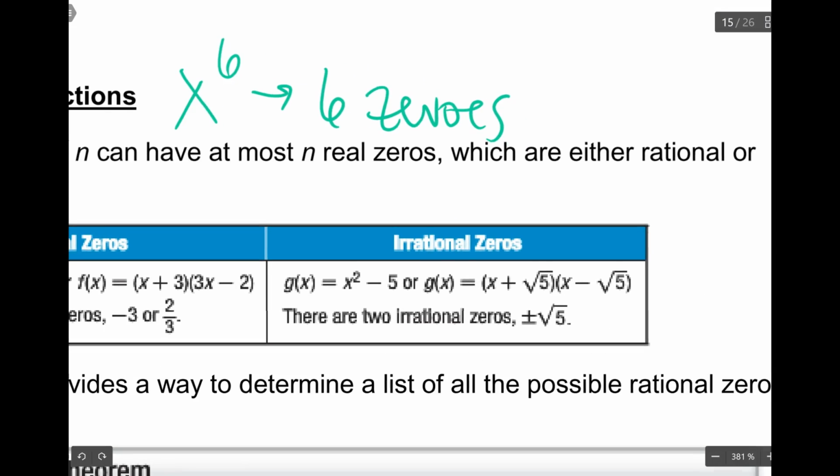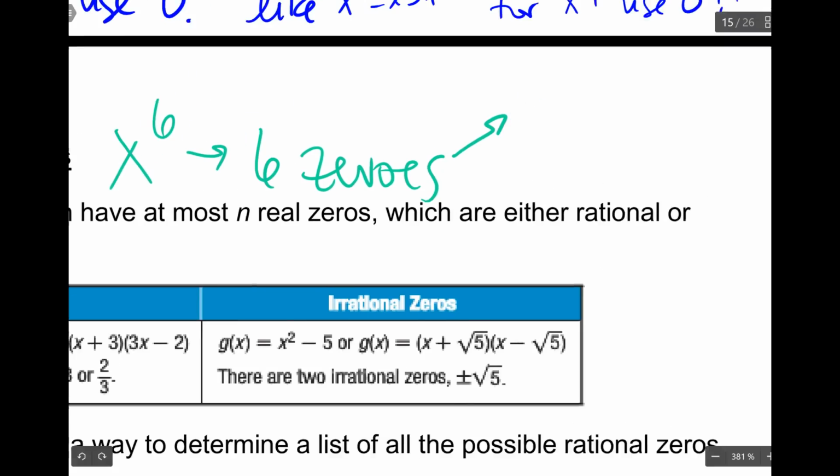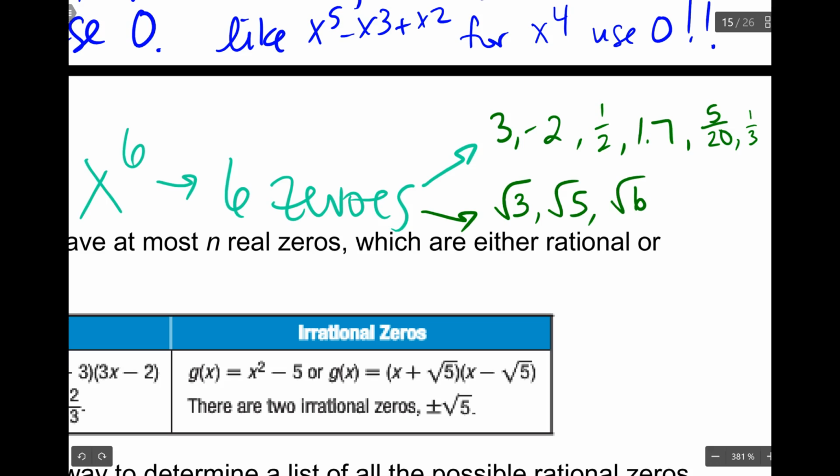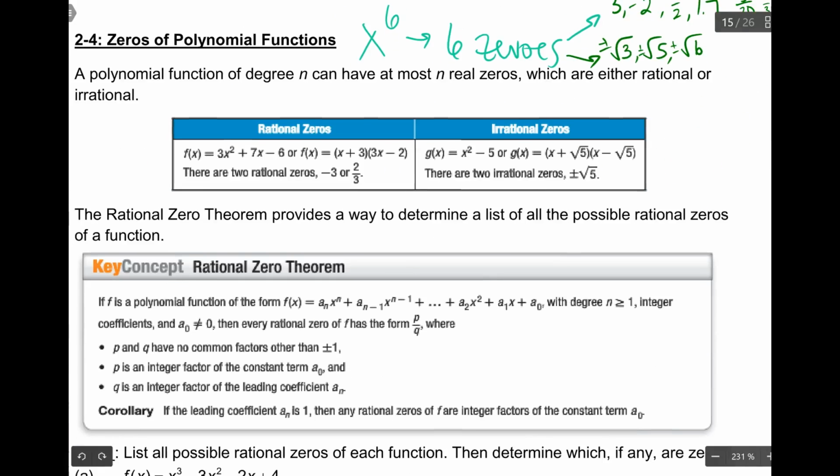What that means is maybe these 6 zeros are going to be rational. Maybe they're 3, -2, 1/2, 1.7, 5/20, which is like 1/4. Need one more, how about 1/3. So these are all rational, or they can be irrational. I could have the zeros be square root 3, square root 5, square root 6, maybe plus or minus all of those. So that gives me 6 zeros.